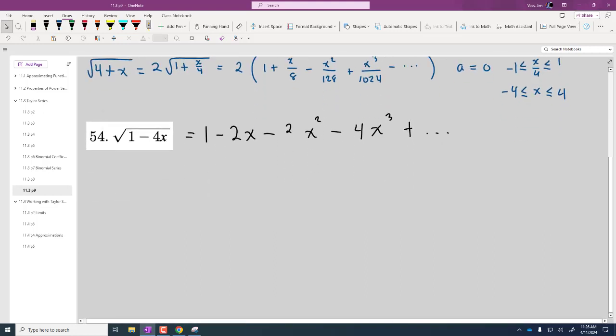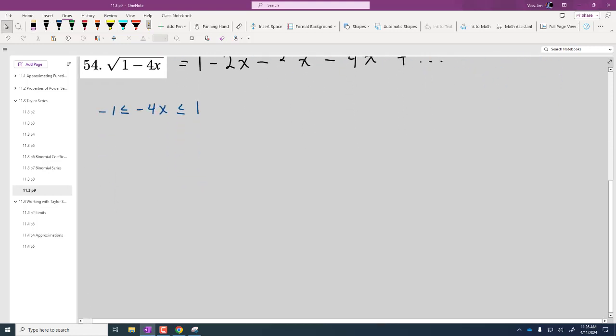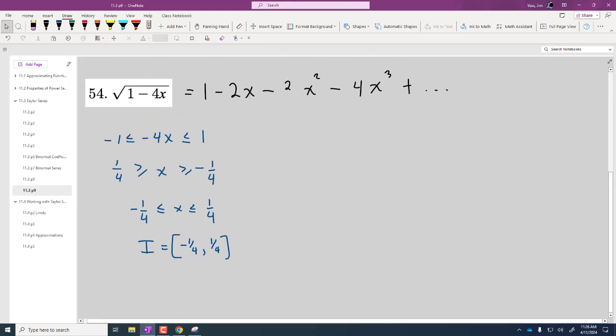Now how about this one? Here we started with -1, and we're replacing x with -4x. So it looks like that. Divide by -4, switch the inequalities. So this interval gets narrower. So there our interval of convergence is just from -1/4 to 1/4. So it gets even smaller here. Still an infinite number of points, it's just narrower.